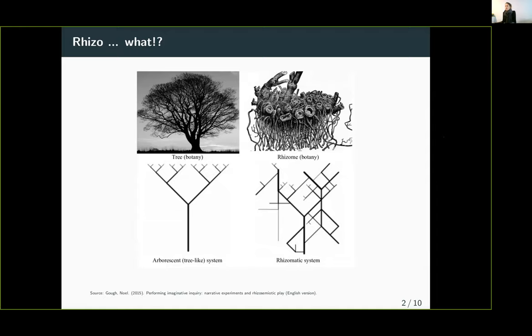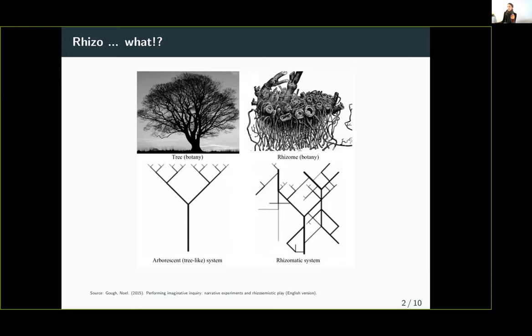It is a botanic metaphor, where in botany, rhizomes are plants that do not spread from a single trunk like a tree, as you see on the left there. But they spread in an interconnected, networky kind of way, not just from the bottom up, but into all directions. New connections can be made, connections can be lost, new things can spread, and so on. Whereas in the tree kind of way, you have the single root from which everything spreads.